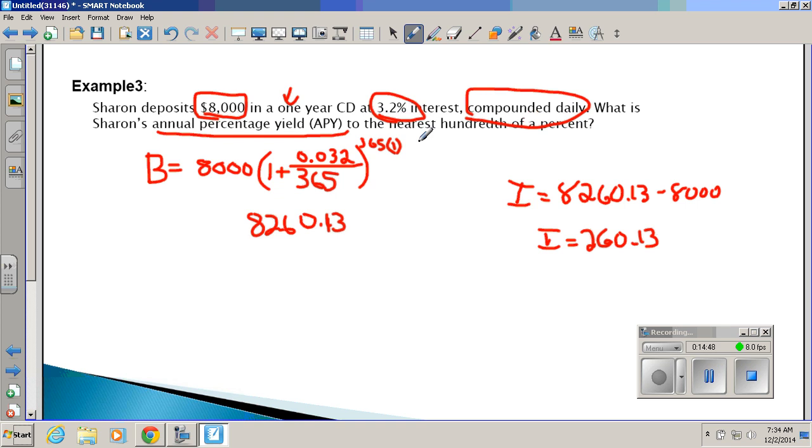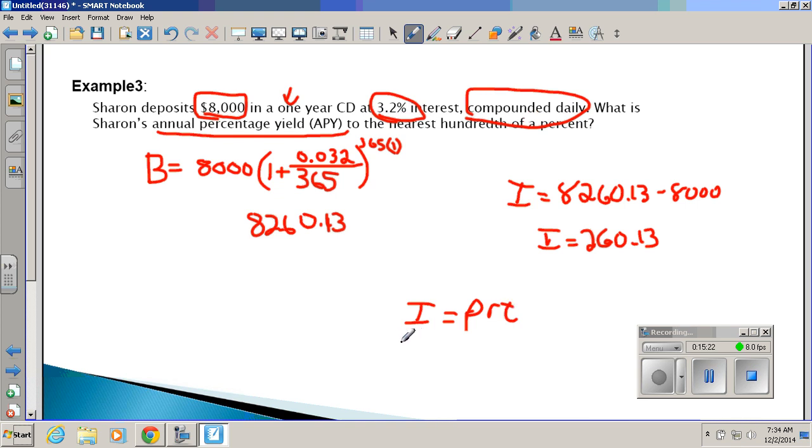Okay, this is a little different than the simple interest because we aren't just computing interest with this formula. We're computing the balance after a certain amount of years, so how much is included with the interest and the amount they started with. Okay. Now her APR, that's her interest percentage, annual percentage yield. So to find that, you're going to use, and this is I equals PRT, okay?